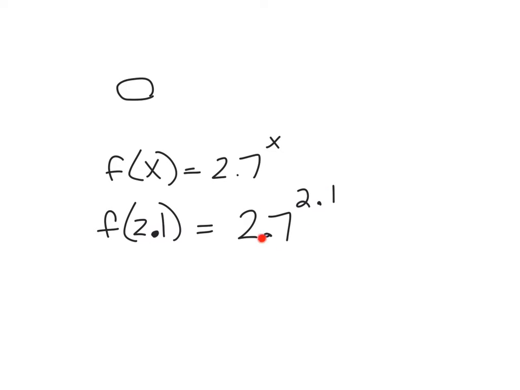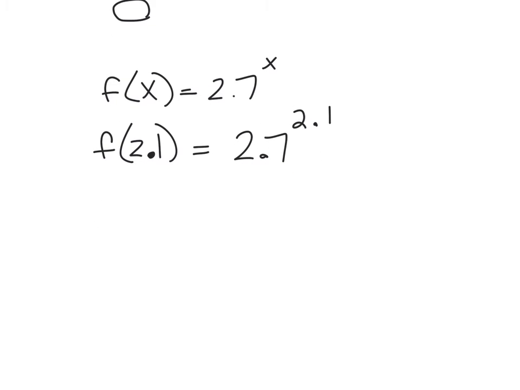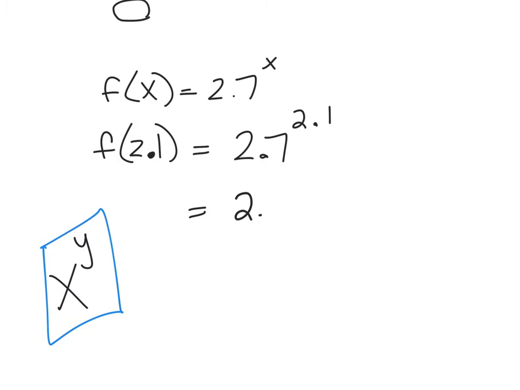So this thing right here, there's no way you're going to do it by hand. You're just not. So you're going to use a calculator. Oftentimes your calculator will have a button that says x^y. It'll be this button that you need to use in order to type this in. So you're going to type in 2.7, then hit the x^y button, and then type 2.1. That's often what you're going to do with your calculator.